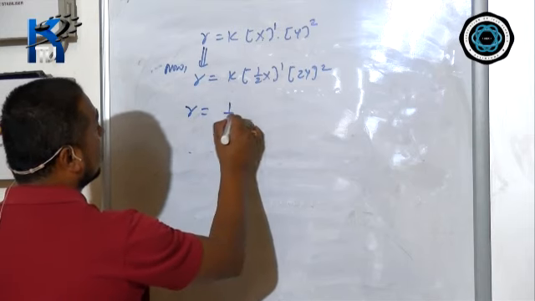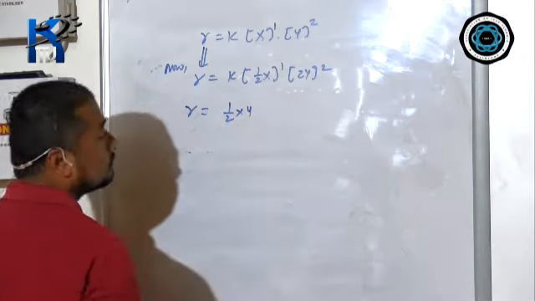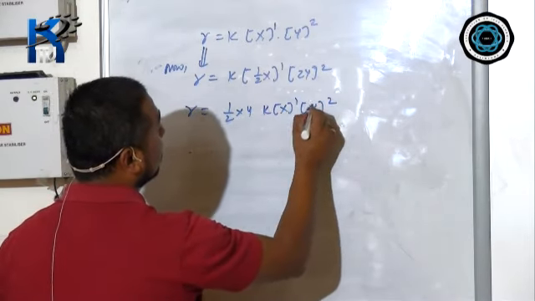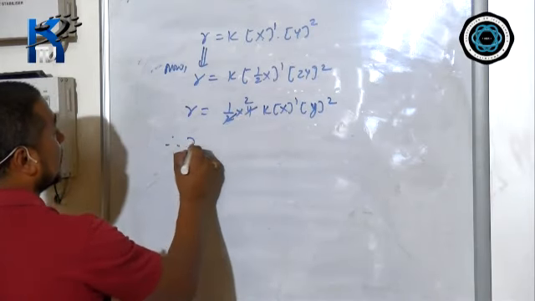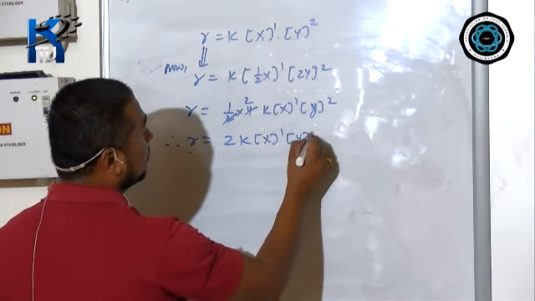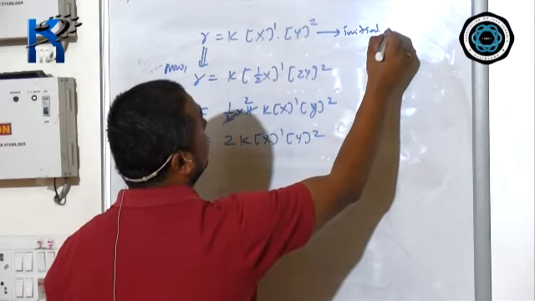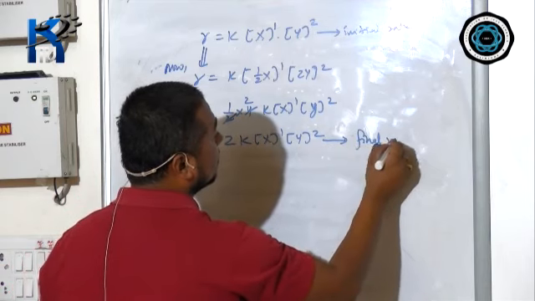Okay. Now take the number out. 1 by 2 to the power 1 is half. 2 square is 4. And what remains now is this much, x to the power 1, y to the power 2. So this and this will get cancelled. So therefore R is equal to 2k x to the power of 1 and y to the power of 2. Let this be the initial rate, students. And this is your final rate.